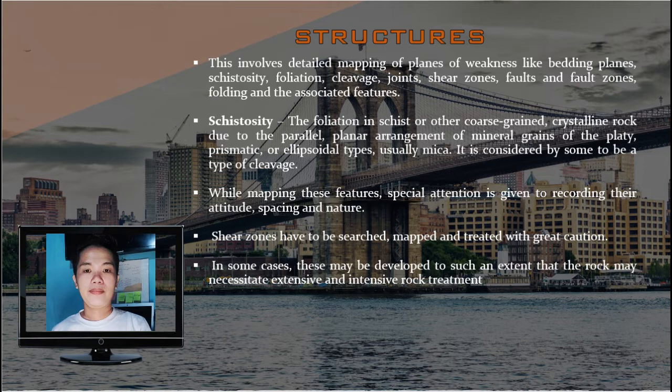Structures. This involves detailed mapping of planes of weakness like bedding planes, schistosity, foliation, cleavage, joints, shear zones, faults and fault zones, folding and associated features. Schistosity is the foliation in schist or other coarse-grained, crystalline rock due to parallel, planar arrangement of mineral grains of the platy, prismatic or ellipsoidal types, usually mica. It is considered by some to be a type of cleavage.